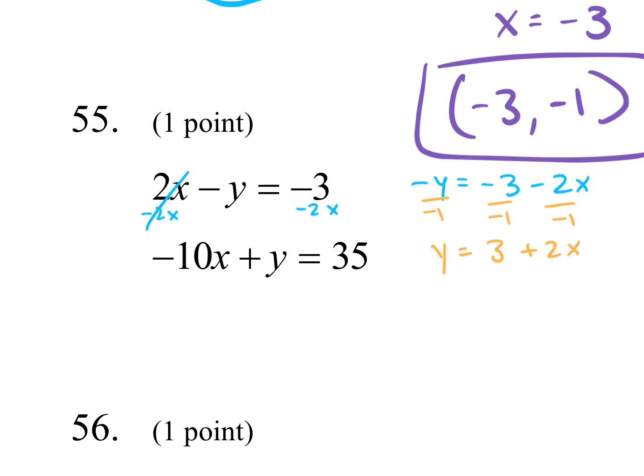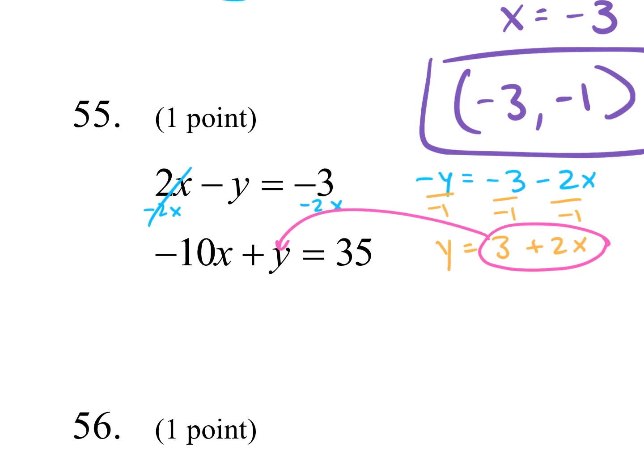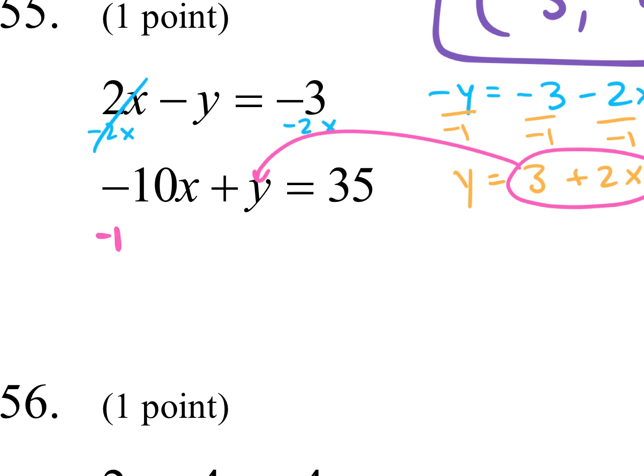So now that I have y is equal to 3 plus 2x, I can take it and substitute it into the y in the other equation. So we're still using substitution. We're just taking what y is equal to and plugging it in. So here I have negative 10x plus 3 plus 2x is equal to 35.